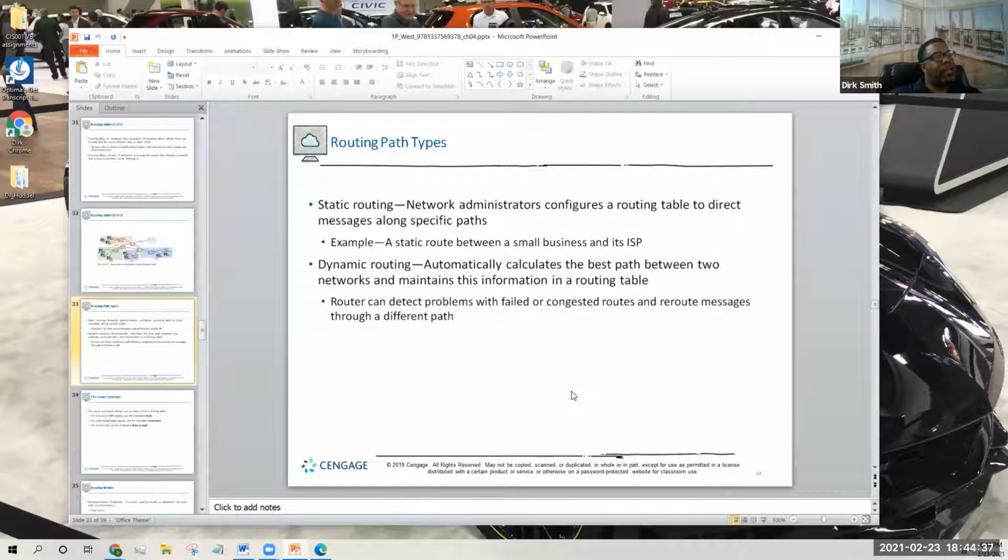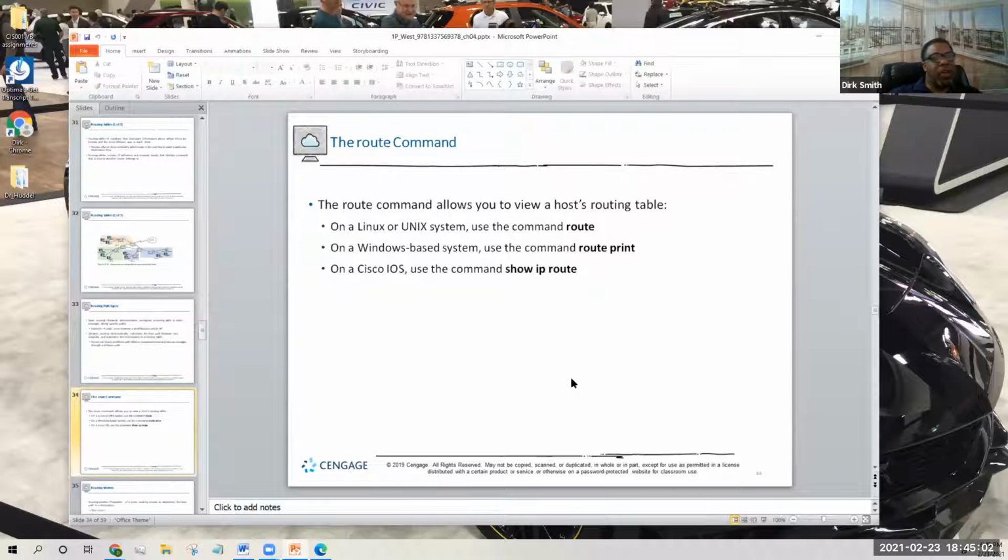Routing path types: you've got the static path, where a network administrator configures a routing table to direct messages along the path, like a static route between a small business and an internet service provider. Then you've got dynamic routing, which automatically calculates the best path between two networks and maintains the information in the routing table.